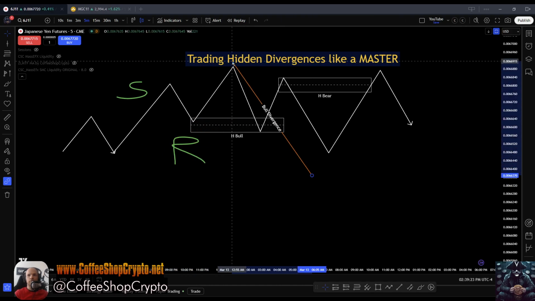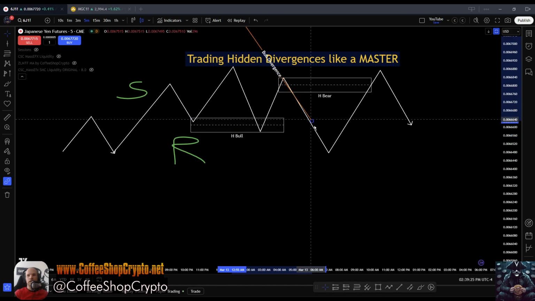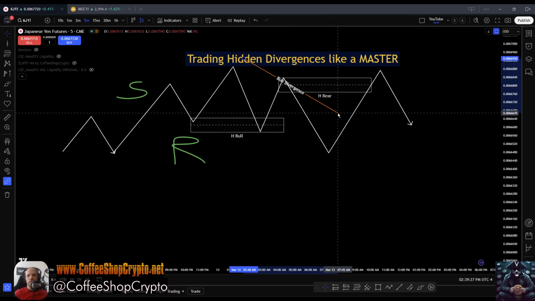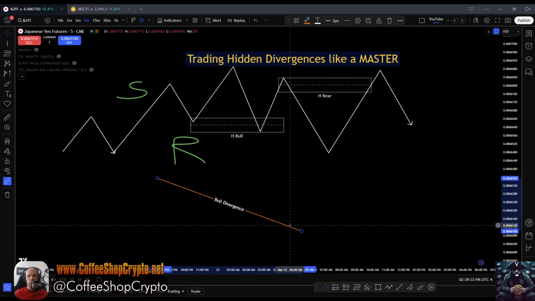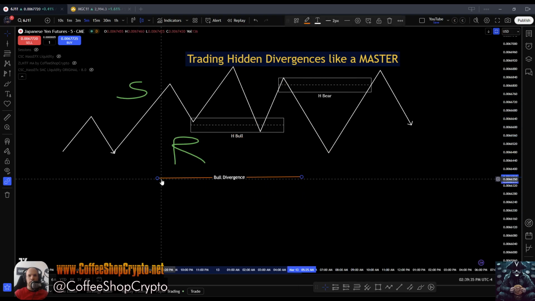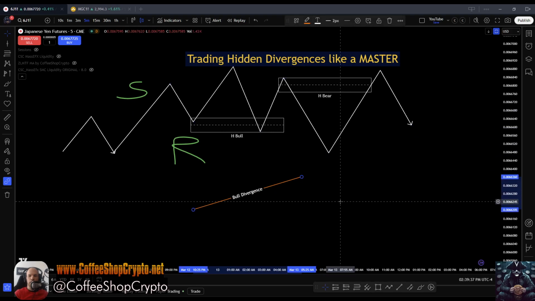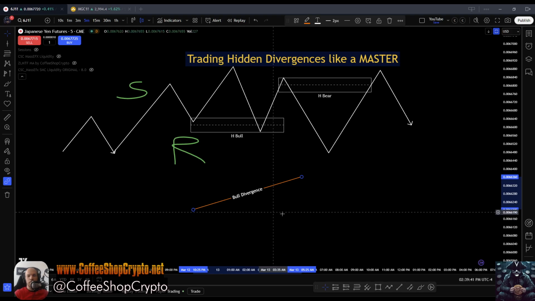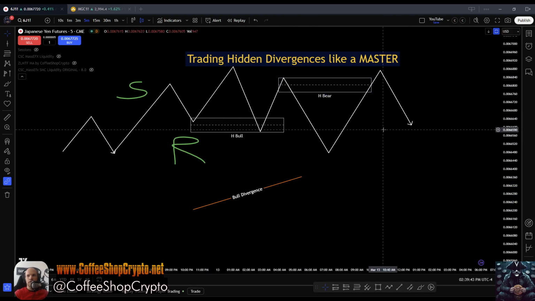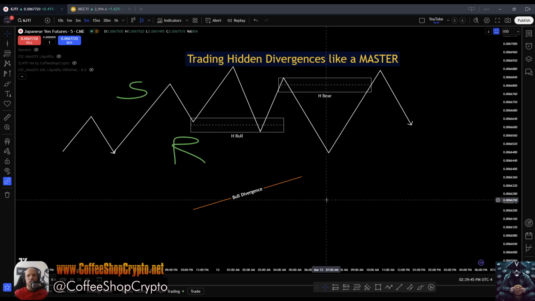If you have a downtrend in price, you're looking for the hidden bearish divergence. But it has to be lower highs and lower lows. You have to have both of them in play. So that's when you're looking for hidden bullish or hidden bearish. Uptrend, hidden bullish; downtrend, hidden bearish. There you go.